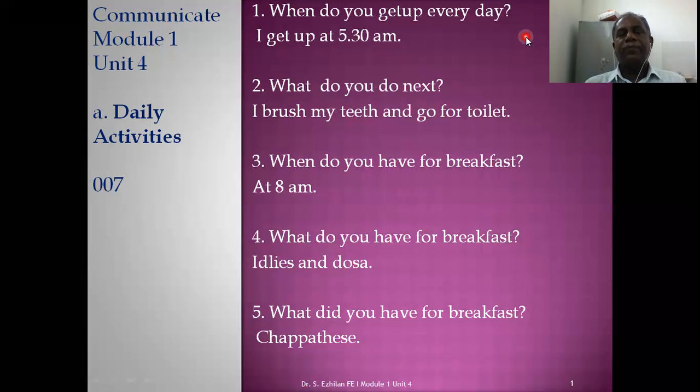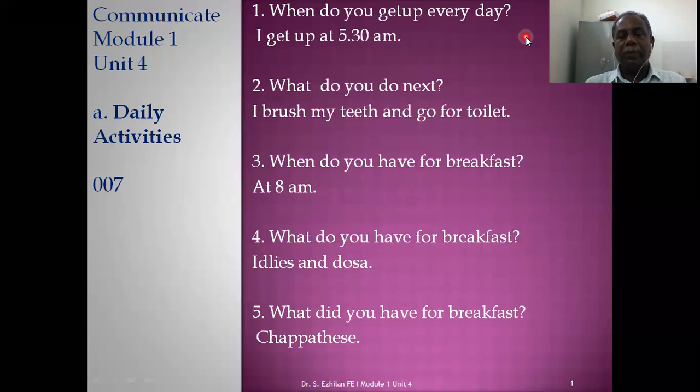Idlis and dosa. That is present tense. And past tense, what did you have for breakfast? That means yesterday, not today. Same question, past tense, what did you have for breakfast? Here also same answer, chapatis. If you want to respond in a full form, completed sentence, then your response should be, I had chapatis yesterday.